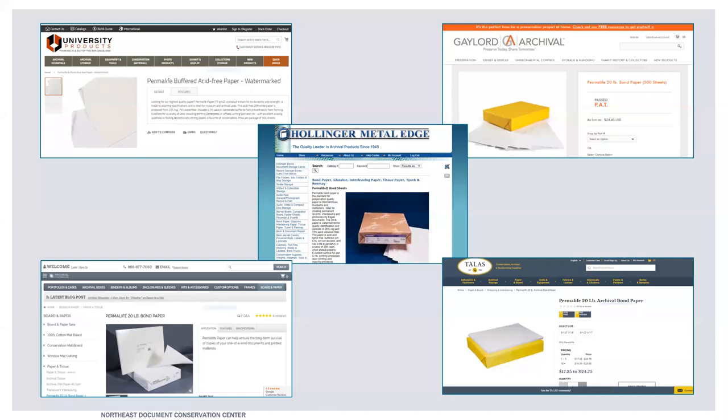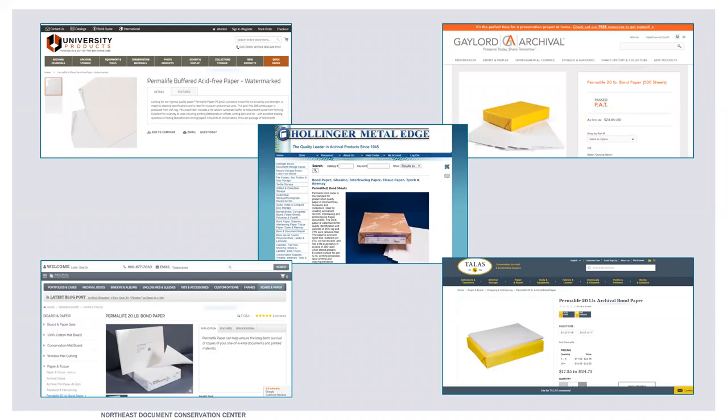For paper-based materials, more information should include whether the product is acid and lignin-free, if it is buffered or unbuffered, if it's passed the PAT test, and other such things. We'll get to what all of these items mean in a minute, but first let's look at where to find the information. As an example, we have a product that most vendors of archival products will carry, Permalife 20-pound bond paper. On these five product pages, you'll notice some things right away. You can see that the packaging varies and the exact name of the product varies, and also what the vendors emphasize about the products varies. So be sure you know what you are getting.